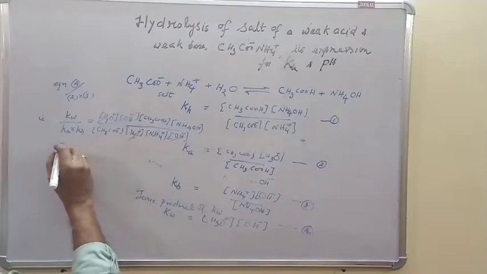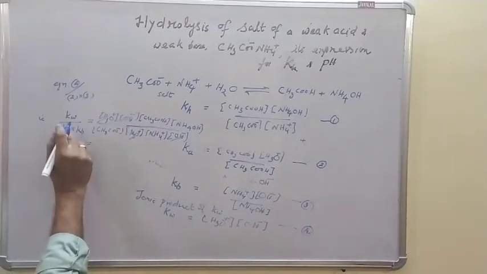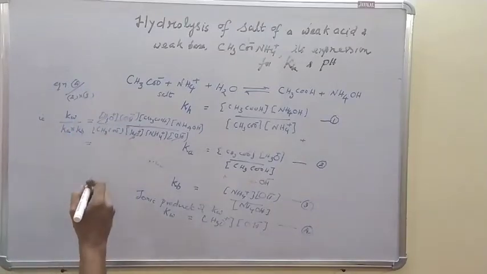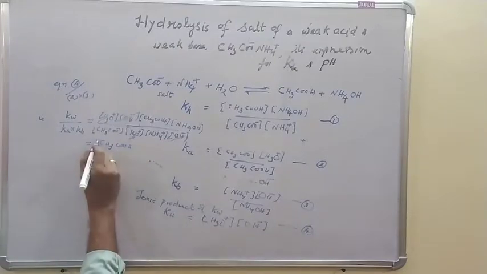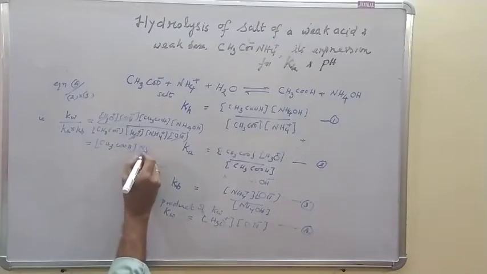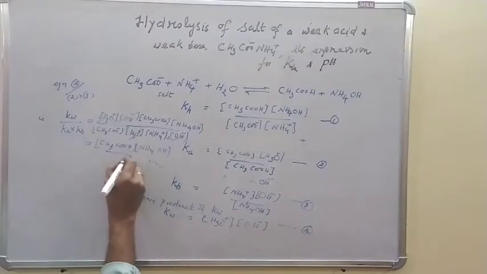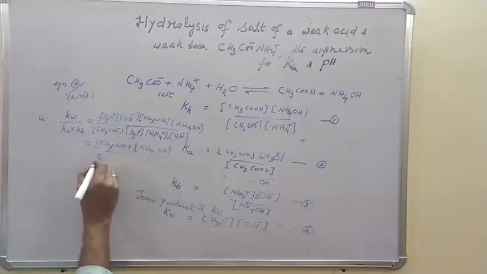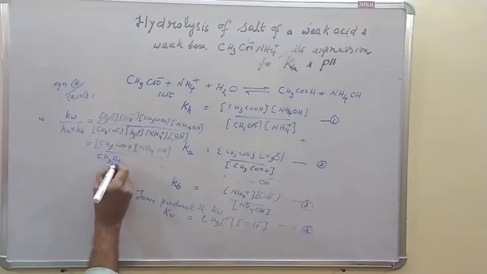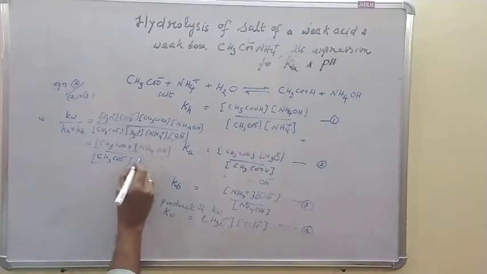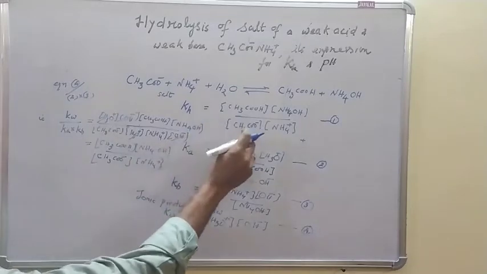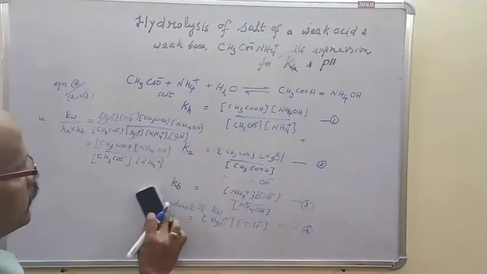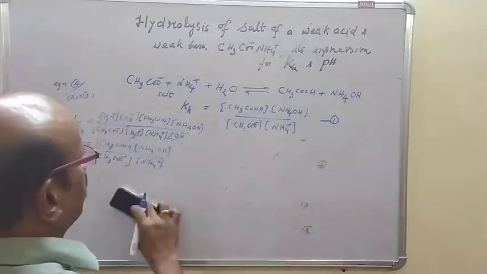So we have the equation, that is KW by Ka into KB is equal to CH3COOH into ammonium hydroxide NH4OH concentration divided by the concentration of acetate ion CH3COO minus into the concentration of ammonium ion. Look here, that is equal to KH. Now we have the expression.